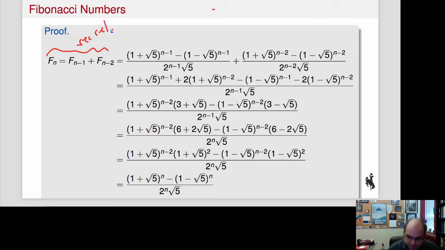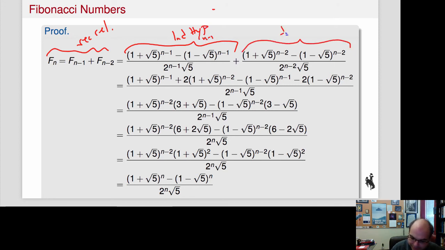That's our first step. So then how do we get this? This is the induction hypothesis for n minus 1. This is the induction hypothesis for n minus 2. We have to use both of those induction hypotheses because f of n is defined in terms of two smaller values. And we can do that because we're using strong induction. Now, like I said, once you get here, the rest is algebra.